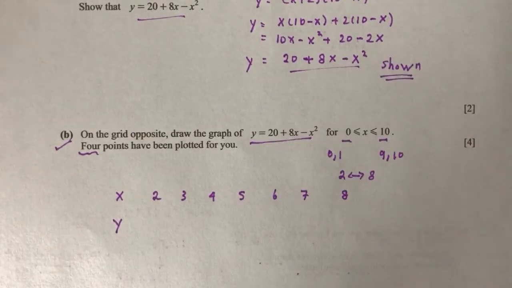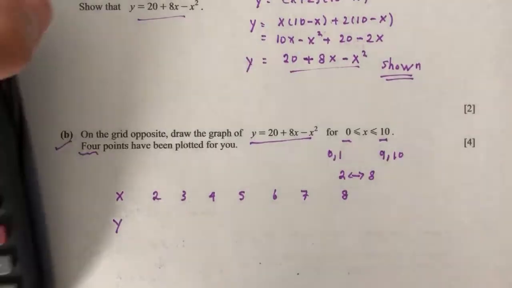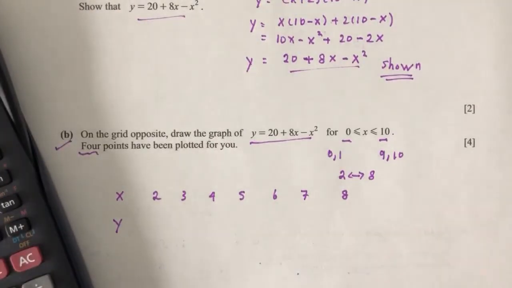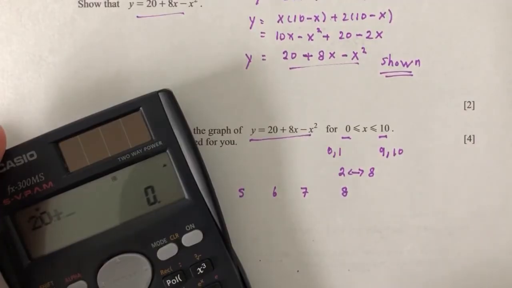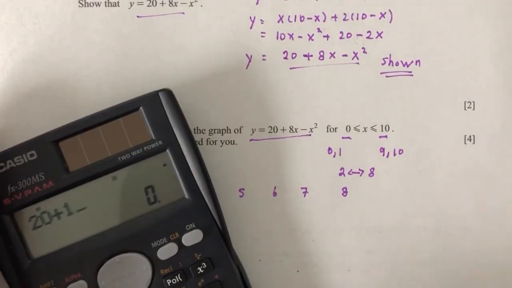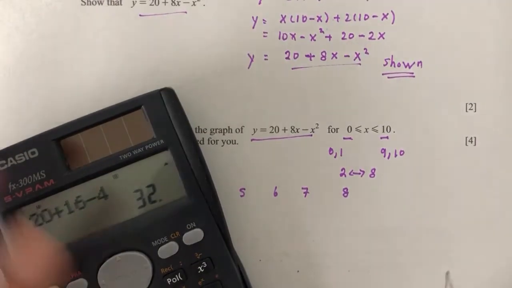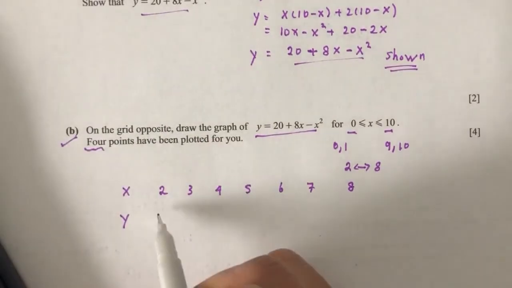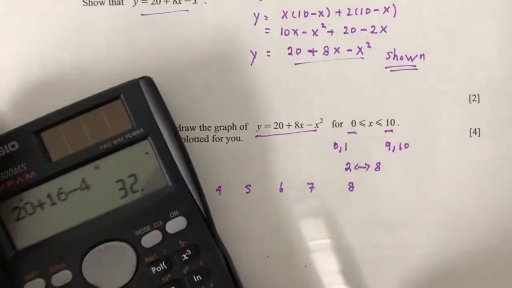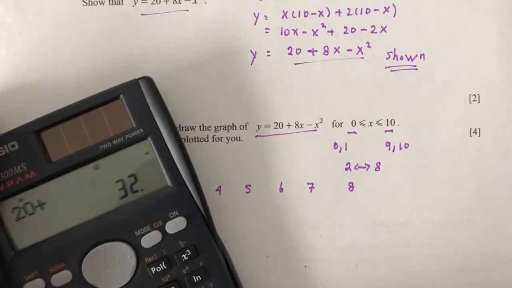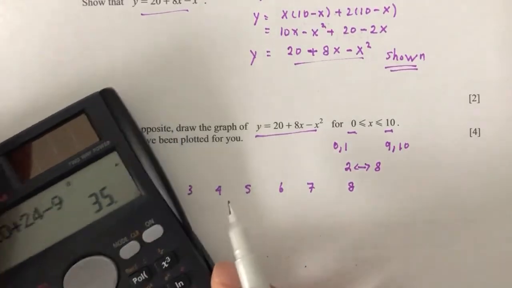Let's find what the value of y is for those values of x. First one, x is 2. Replace in the equation. So 20 plus 8 times 2 is 16, minus 4. That will be 32. Now put in 3. 20 plus 8 times 3 will be 24, minus 9, that will be 35.